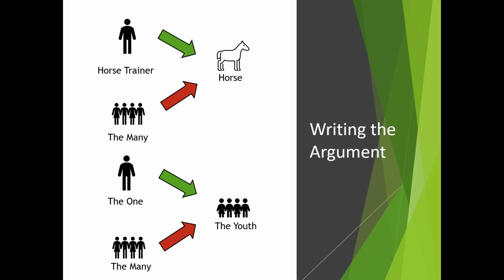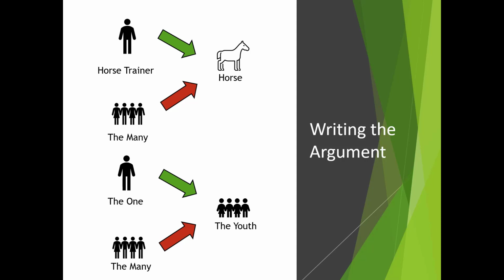So in assessing this, the analogy is essentially the horse is like the youth. So the question is, are they enough alike in relevant ways to make the analogy strong? Is it a good comparison, comparing the horse and the youth? Is it a bad comparison? Are there relevant differences? And then, of course, you also have to include, is the horse trainer who benefits the horse suitably analogous to the one who supposedly benefits the youth?